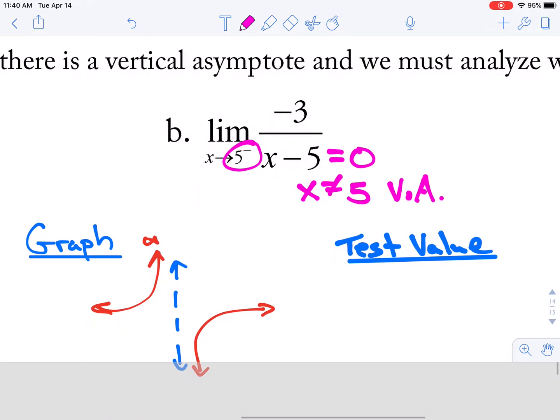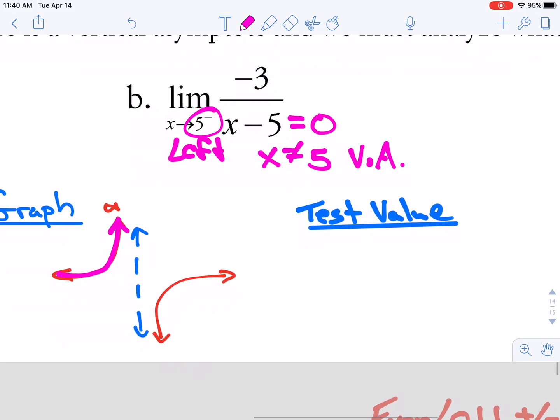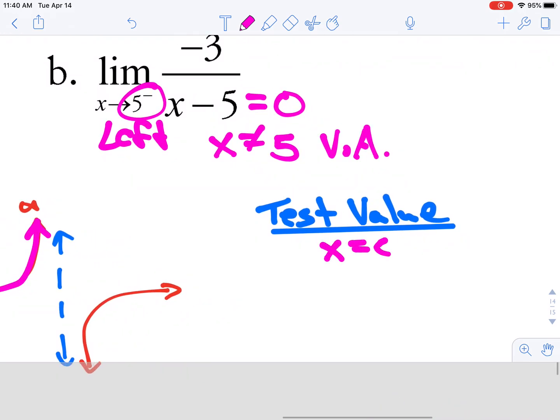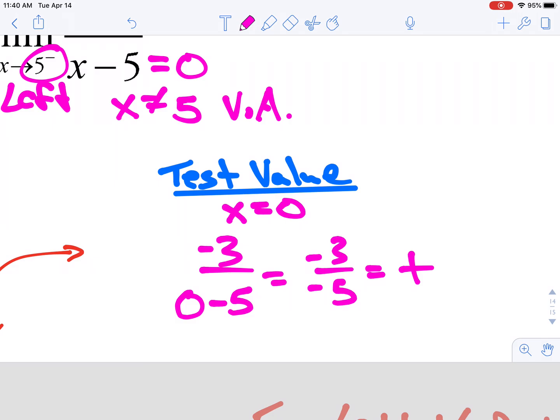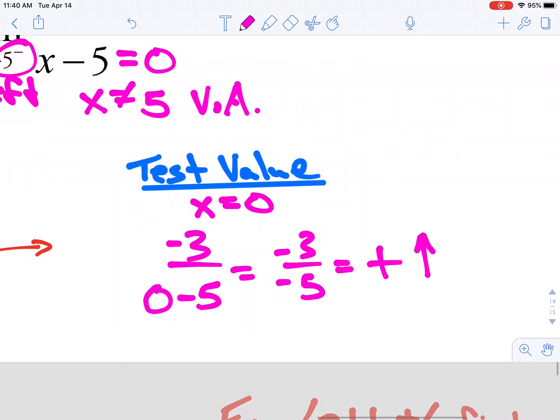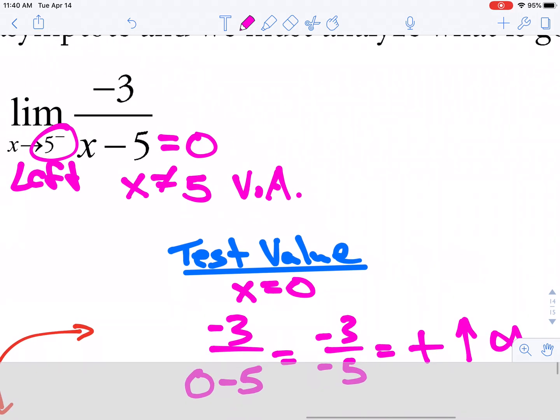If we look at the graph here, this one's saying from the left now. We look from the left, and this one's going up again, so it's going up to infinity. Or we could test a value to the left of 5. The easiest value to test to the left of 5 would be 0, a value smaller than 5. So if you plug in 0, you get -3 over 0 minus 5, which is -3 over -5, which again is a positive value. I don't care about the numbers, it's a positive value. Since it's positive, it means it's going up to infinity. So our answer here would be infinity.